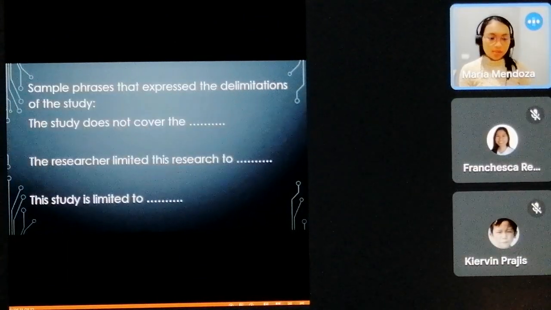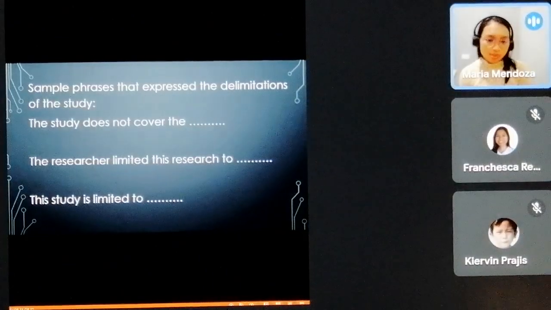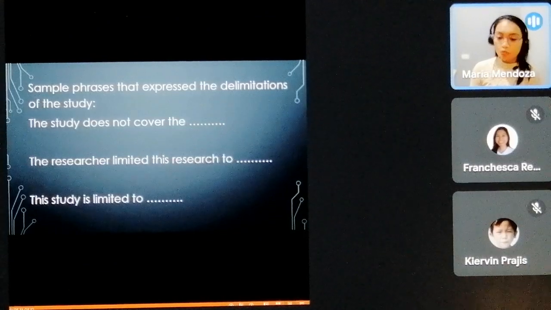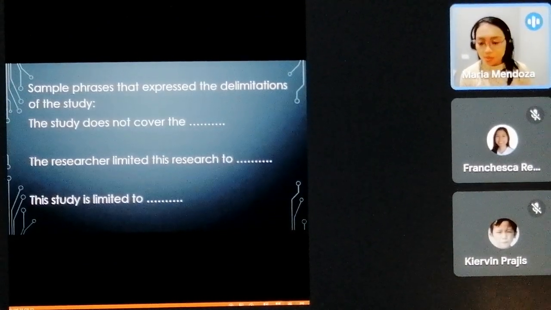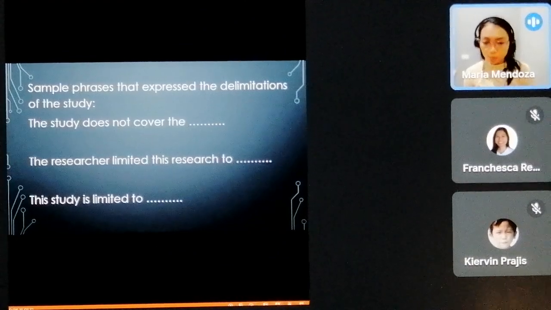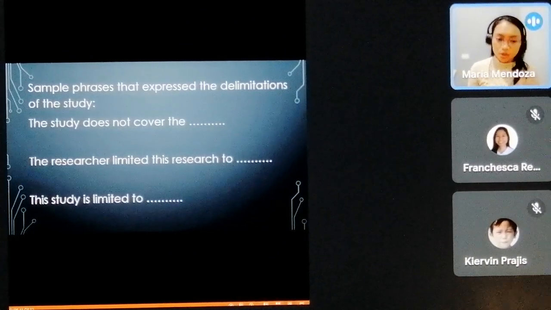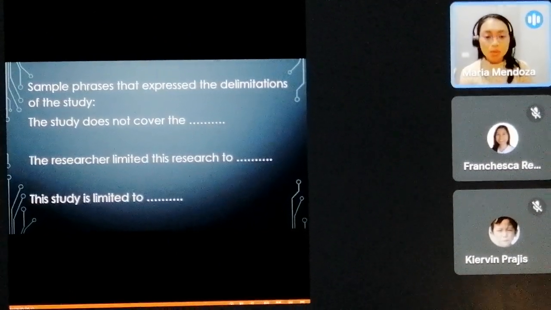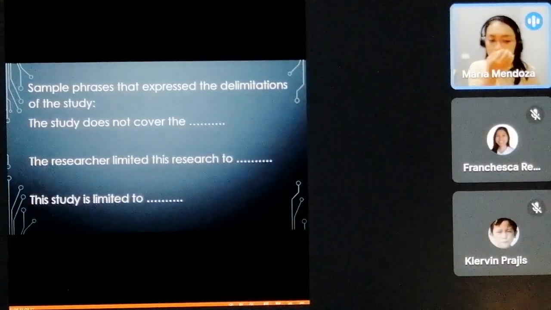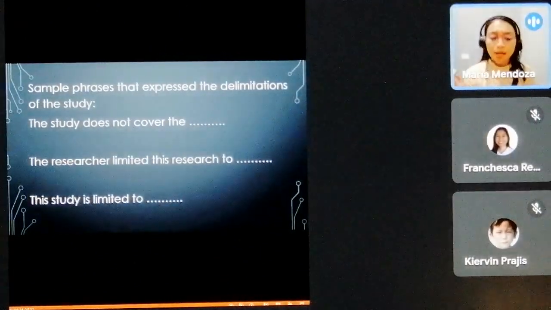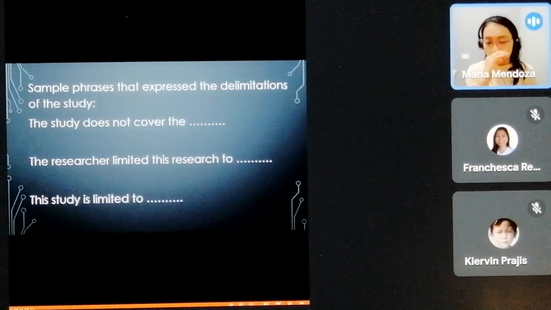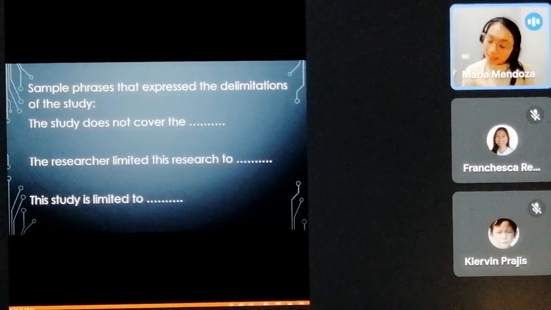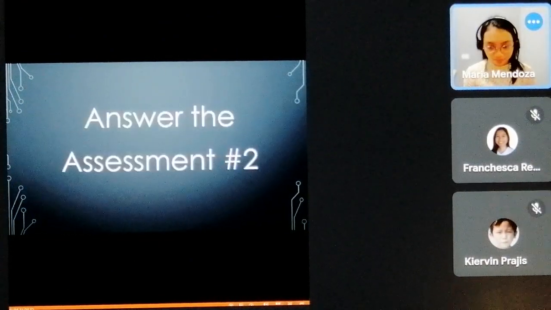Okay? So these are the sample phrases that you can use in writing the delimitations of your study. The study does not cover the students that are not studying in Tropical Innovative School of Excellence. The researcher limited this research to 150 senior high school students of TIES. This study is limited to 400 junior high school students of TIES. Okay? So that is the delimitations. And that is the end of chapter 5.